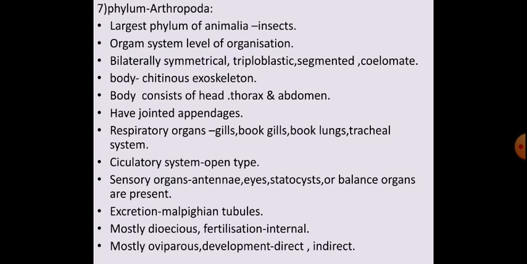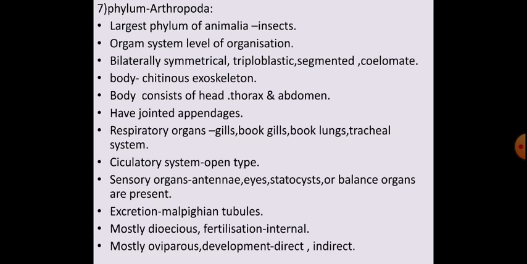Respiratory organs of different insects are gills, book gills, book lungs, or tracheal system. Gills are found in crabs or lobsters, which live in water. Book gills, book lungs, or tracheal system are the respiratory organs of different animals belonging to phylum Arthropoda.